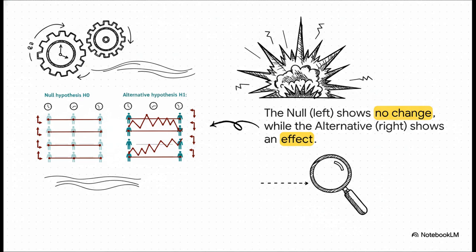This image just illustrates that idea perfectly. It's like you're looking at two parallel universes. In the null hypothesis universe on the left, everything stays the same. There's no effect. But in the alternative hypothesis universe on the right, something has happened to cause a real, measurable change. And our job is to figure out which of these two worlds our data actually belongs in.